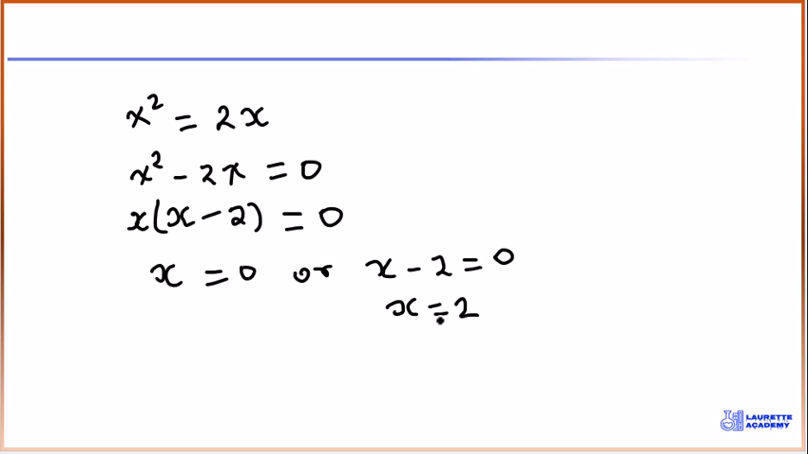So the two roots are 0 and 2. Observe here that from this position, we could simply have said x squared over x equals 2x over x, and this gives us x equals 2. Now, if you follow this approach, you lose one solution, which is x equals 0. This is a quadratic equation, and we're expected to have two roots. That is why we have to go through this route in order that we don't lose this solution, x equals 0.